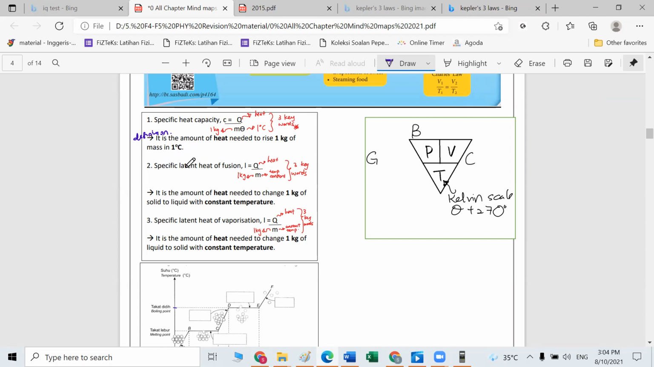Alright, so now latent heat. There are two types of latent heat: fusion and vaporization. So this heat is needed to change 1 kg; fusion is solid to liquid. Then vaporization is liquid to gas.